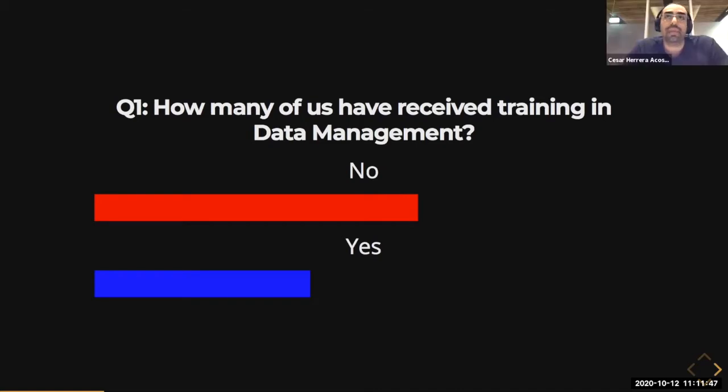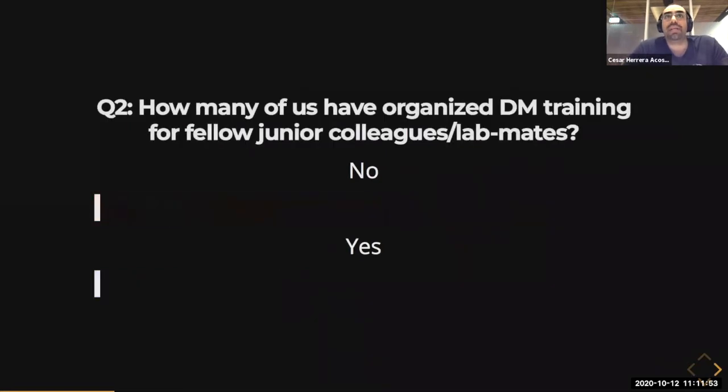Okay, yeah. So I guess the other question is, how many of us have organized data management training for fellow junior colleagues and lab mates? I'm not talking about doing something like this, that is awesome. And we should thank Chloe for starting this movement.